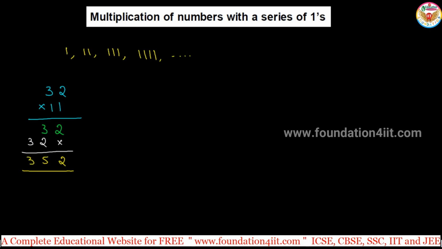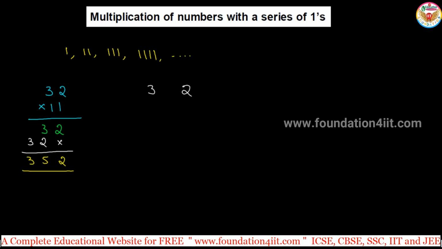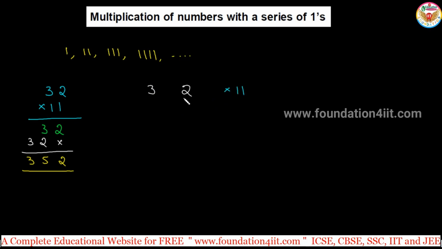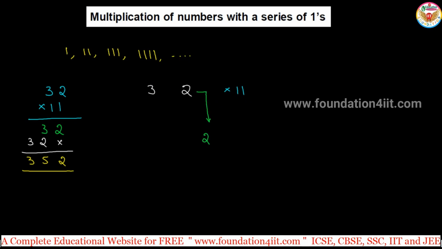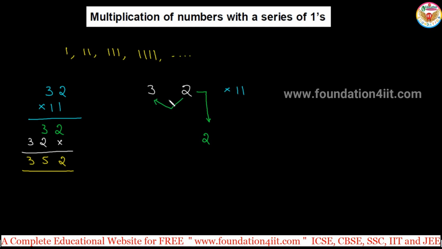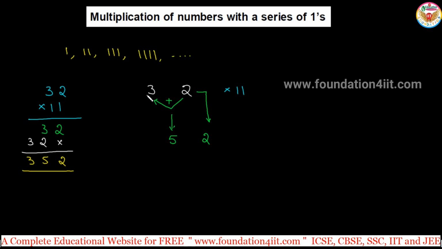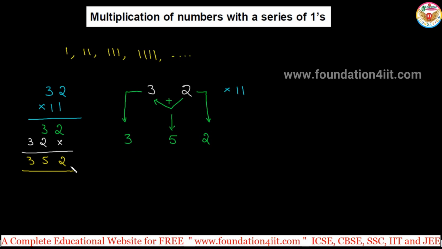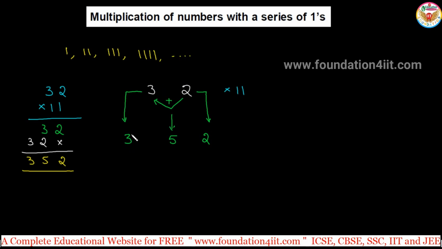So instead of taking this much process, just by seeing the number, the question is 32. Whenever you want to multiply with 11, take the units place digit 2 as it is. Again with this 2, add the next number: 2 plus 3 is 5, in the place of 5. Then the tens place digit, 3, is as it is. Simple. So we get 352.